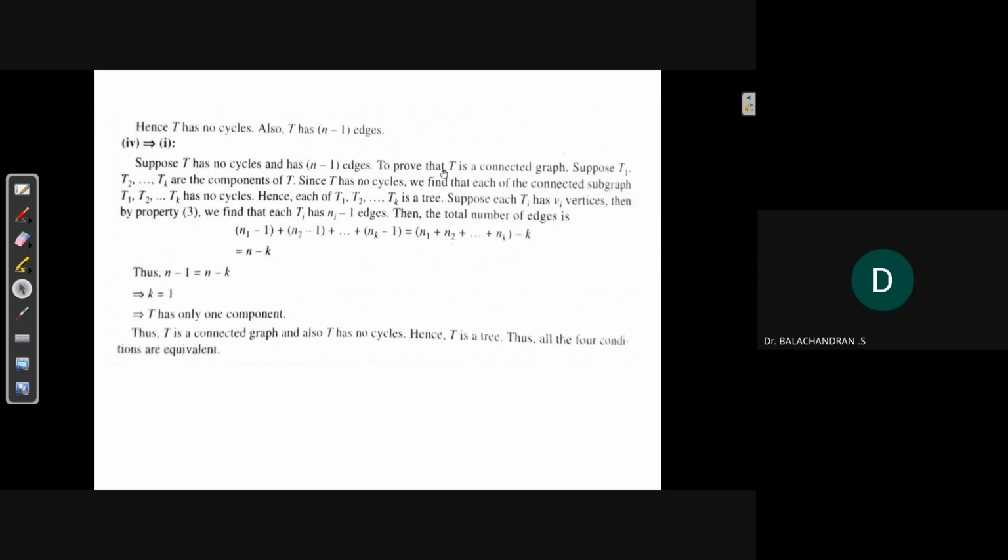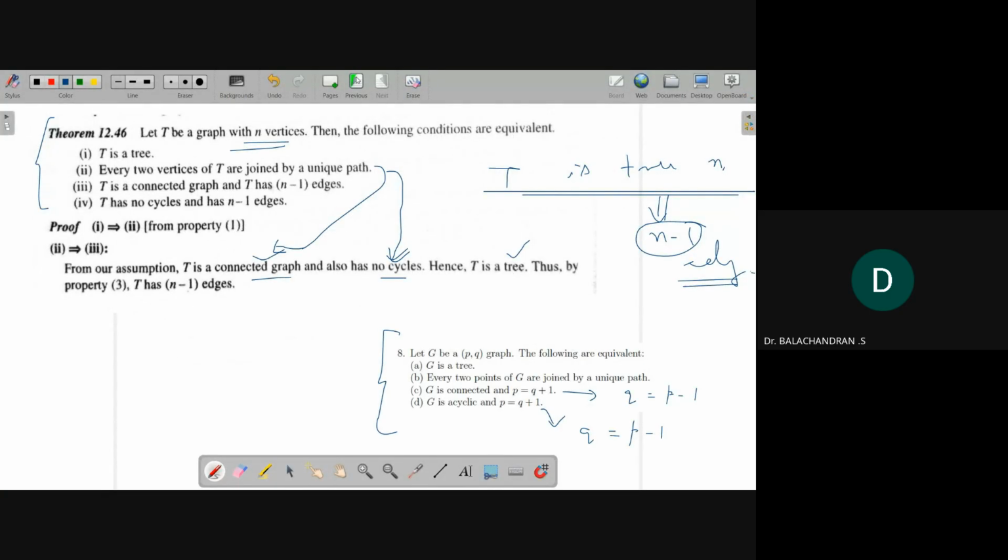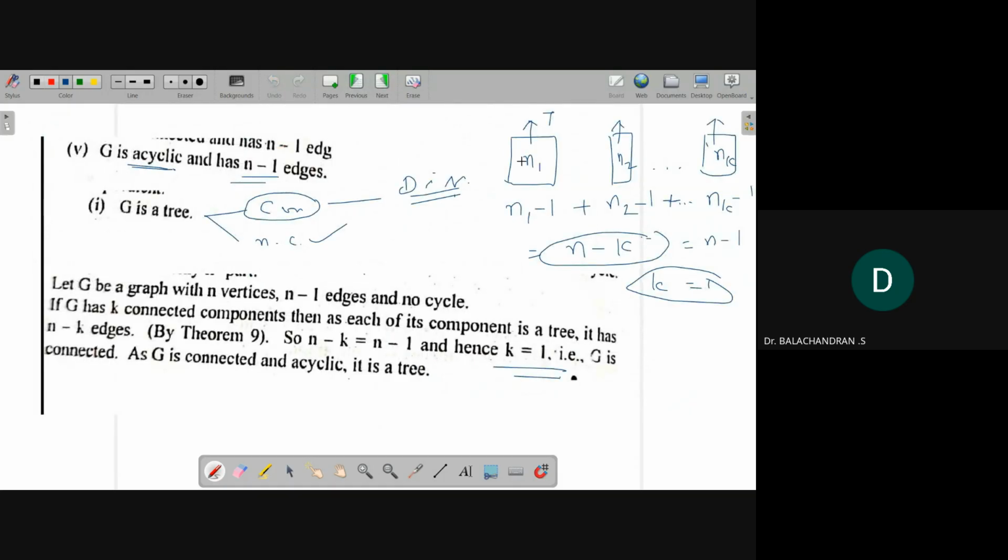To prove T is connected, suppose this T is not connected. So take components T1, T2, up to Tk. I put a box like this. It has k components. This is T, this is the first component T1, this is T2, this is Tk. So totally k components.